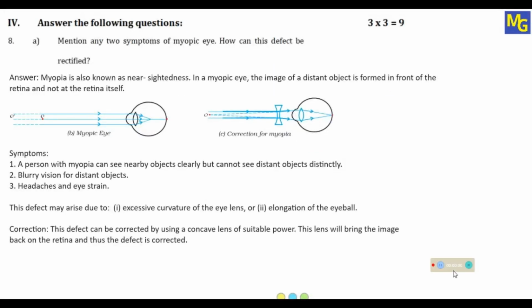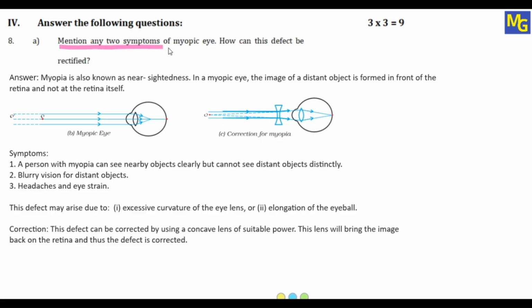So now we will see section 4, that is, answer the following questions. Here we have to answer three questions. Each question carries 3 marks. So total marks from this section, that is 9. Question number 8 we will start. It consists of two parts, part A and part B. So we will start with part A.